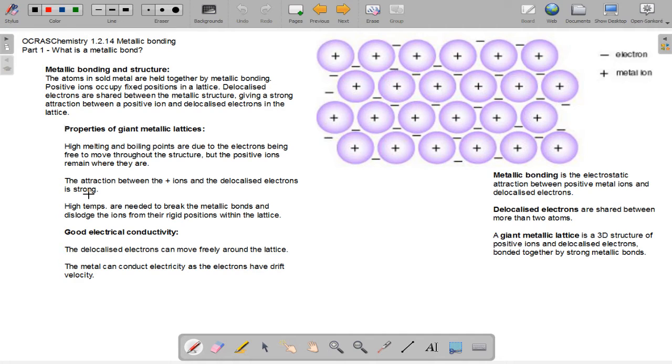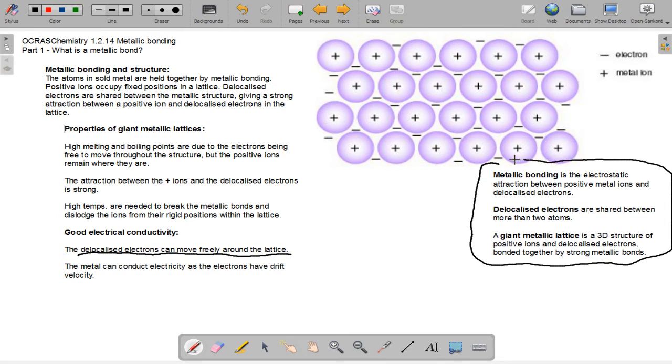Metals are also good electrical conductors because the delocalized electrons can move freely around the lattice. The metal can conduct electricity as the electrons have drift velocity. The definitions are: metallic bonding is the electrostatic attraction between positive metal ions and delocalized electrons. Delocalized electrons are shared between more than two atoms, and a giant metallic lattice is a 3D structure of positive ions and delocalized electrons bonded together by strong metallic bonds.